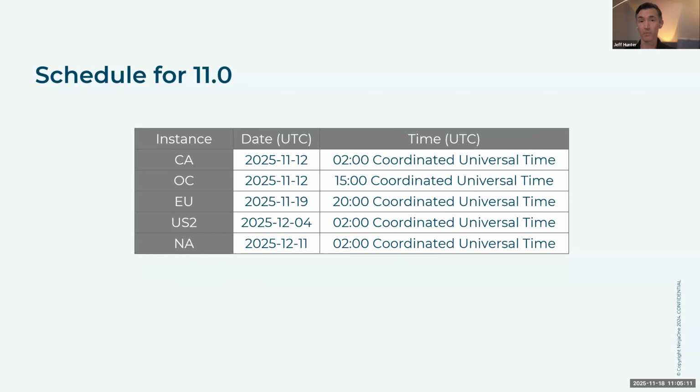And so on November 11th, they received the 11.0 upgrade. Tomorrow evening, or actually maybe this evening, I would expect the EU to get the upgrade. And then in December 3rd and December 10th, we will see US2 and US1, aka the main North American instance, receive the 11.0 upgrade.